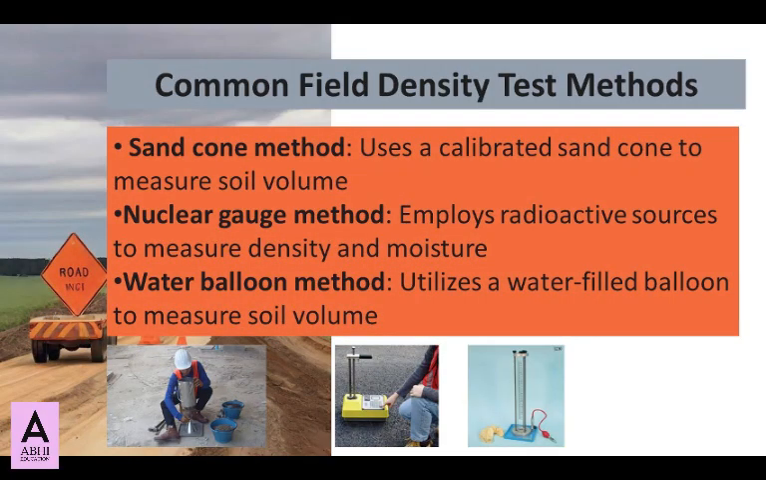Several methods are available for field density testing, each with its advantages and limitations. The sand cone method is a simple and cost-effective option, suitable for cohesive soils. The nuclear gauge method offers rapid and accurate measurements but requires specific safety precautions due to radioactive sources. The water balloon method is a non-destructive approach, ideal for sensitive environments, but may be less accurate than other methods.